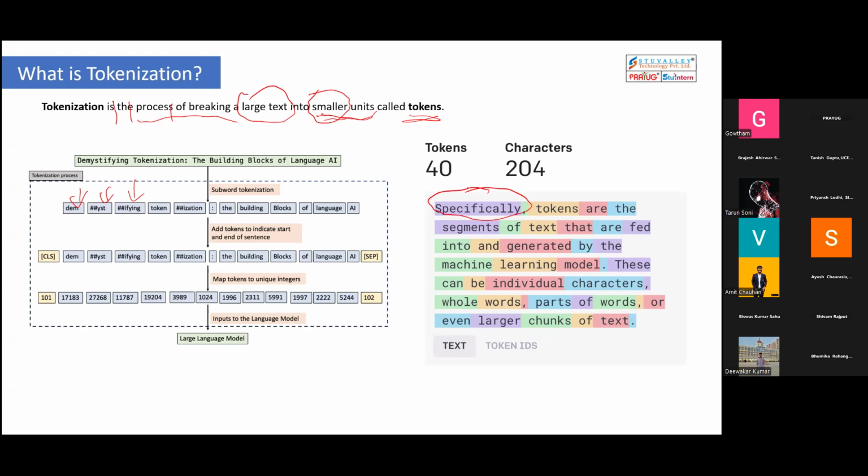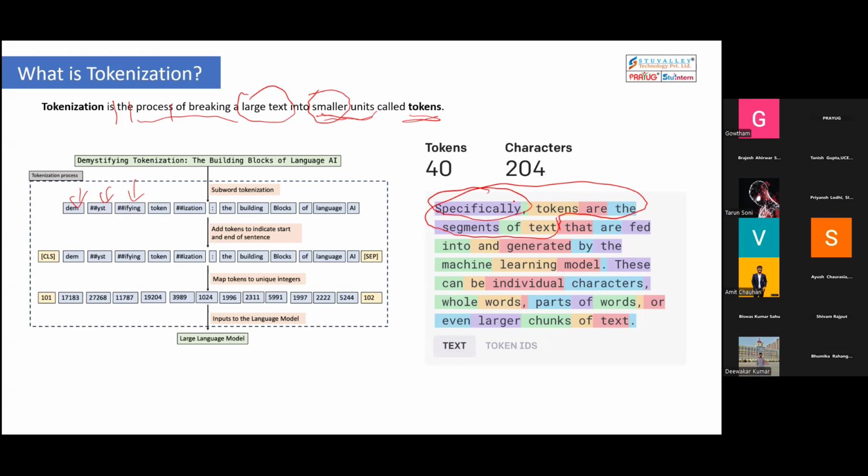Then the second is sentence based. For example, from among all this text, this is one sentence. Then I can divide the text into units of sentences. That is called sentence tokenization.